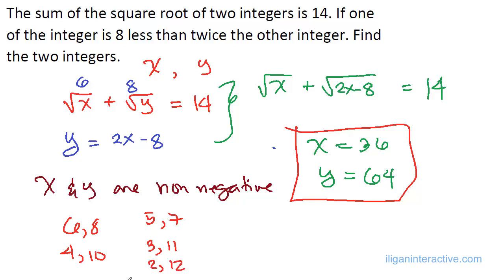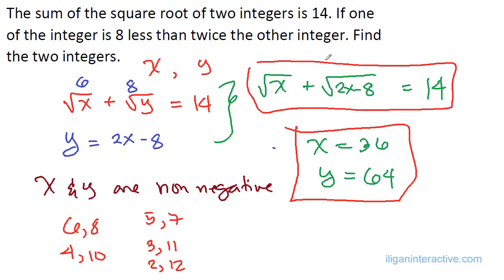I think it's a lot faster than trying to solve this using the quadratic form, squaring both sides and the rest. So the answer here will be 36 and 64.